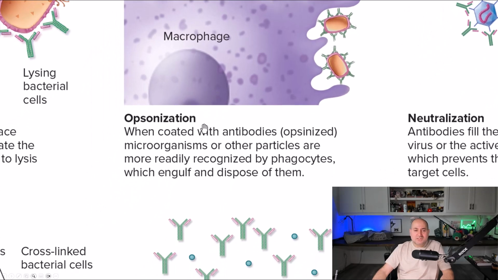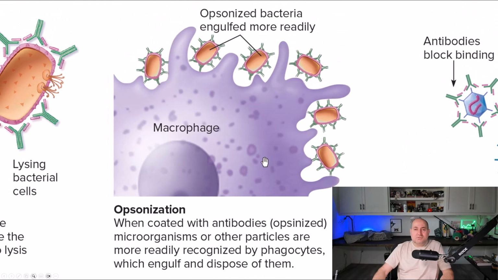So you see what it says here, opsonization: when coated with antibodies, opsonized microorganisms or other particles are more readily recognized by phagocytes, which engulf and dispose of them. So you see, I want a bunch of antibodies in my body, right? For instance, if my body is making a ton of antibodies against the COVID virus, well then those antibodies are going to float around my blood until they bump into a COVID virus, and then they will opsonize that COVID virus so that my macrophages and other phagocytic white blood cells can gobble them up right away.